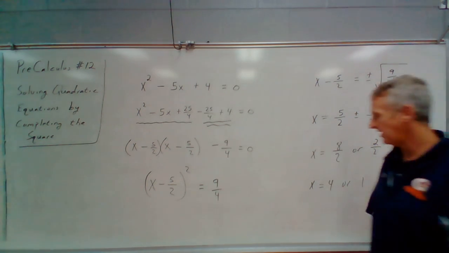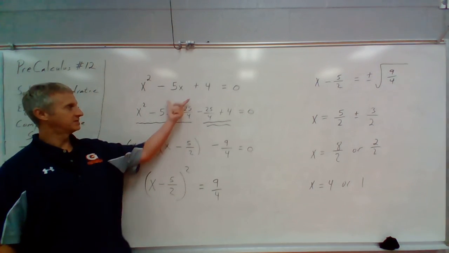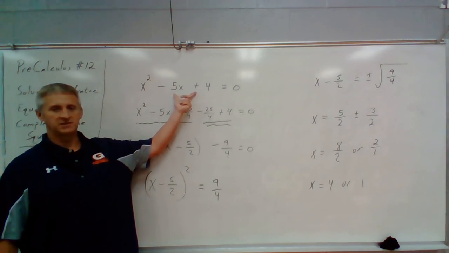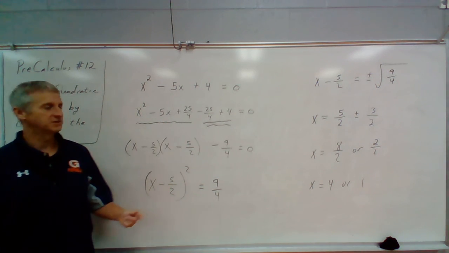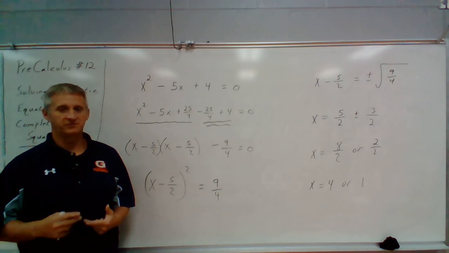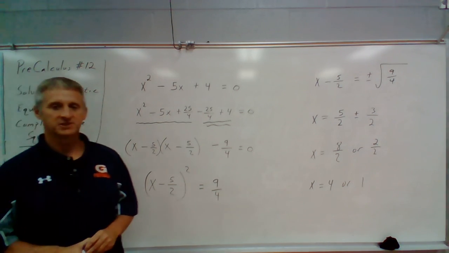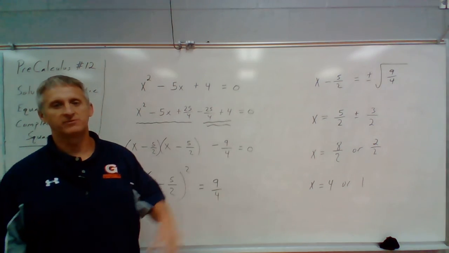Okay, so that's the same answer as we got by factoring. Obviously, it was a lot easier to factor this equation and solve it than it was to complete the square. So you should always check and see if the equation will factor first. That'll be a lot easier way to solve it. If you can't solve it by factoring, then you may want to complete the square.